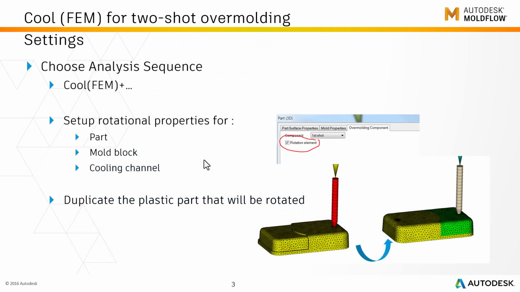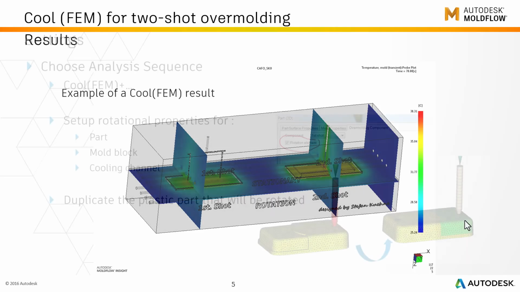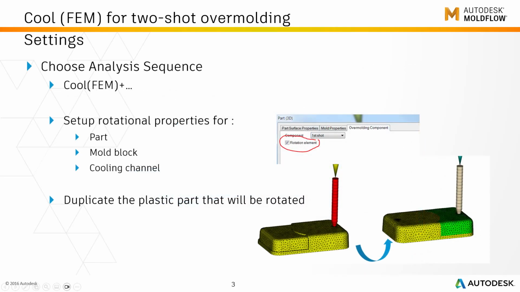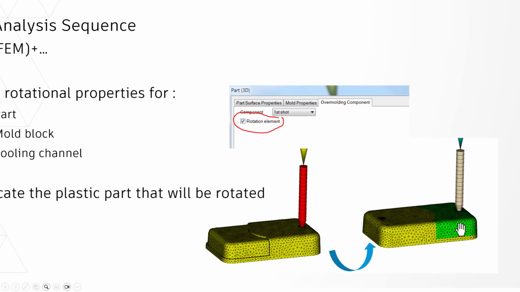So how do you get started on this one? First you model the first shot, of course, and then it should be a rotating element, because this is going to be rotated. You need not make the rotating element for the hot runner, no need to do that. Only for the TET elements you have to rotate, and that's it. Duplicate the part that is going to be rotated out, and then you model the second shot for it. So the green one over here is the second shot.